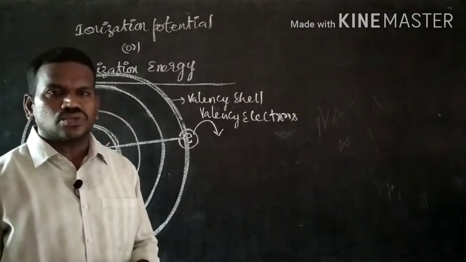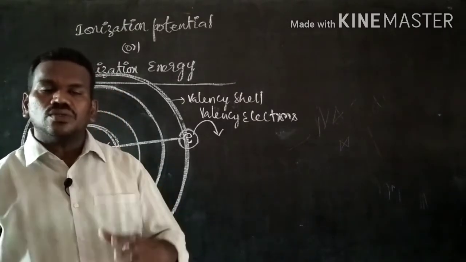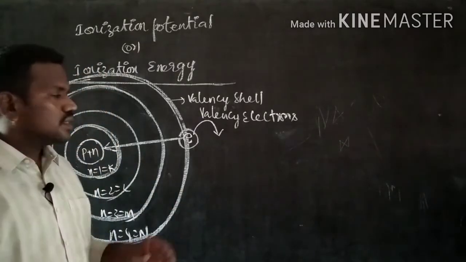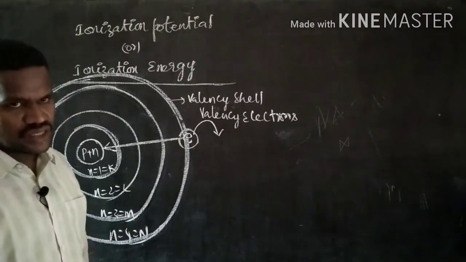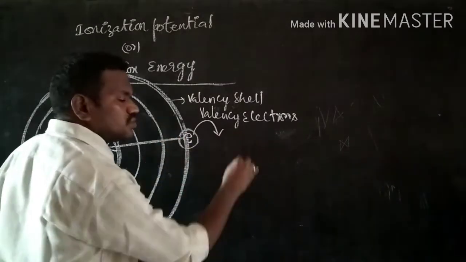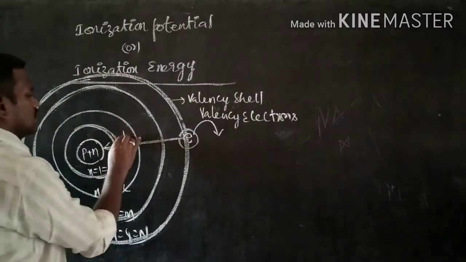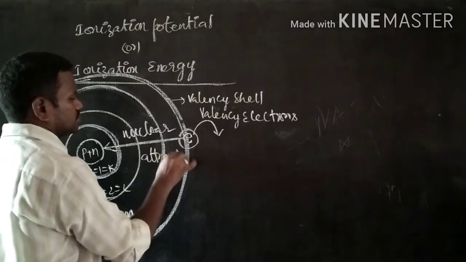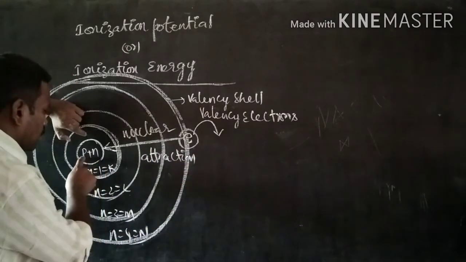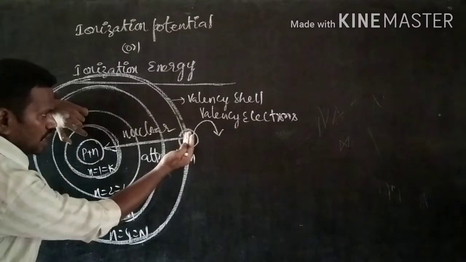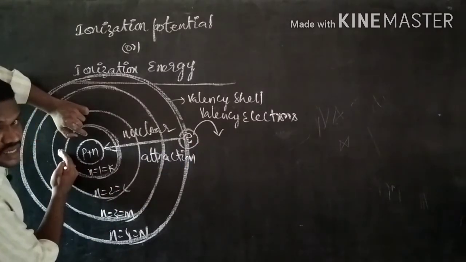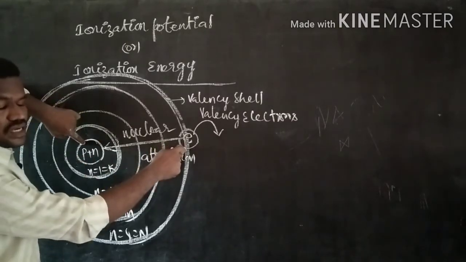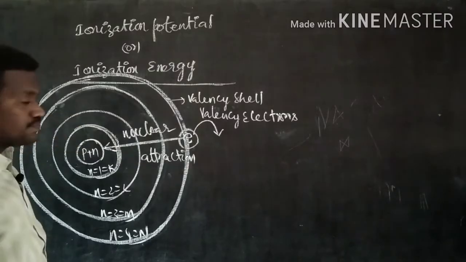Sometimes atoms are ready to lose electrons, sometimes atoms are ready to gain electrons. That is only in the case of the valency shell. But the electrons do not come out easily. Why? Because there is a nuclear attraction on the electrons. The protons, which are positively charged particles, always drag the electrons towards themselves. The nuclear attraction on the valency electrons is one of the factors.